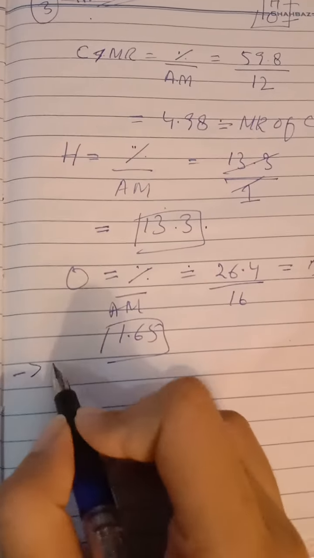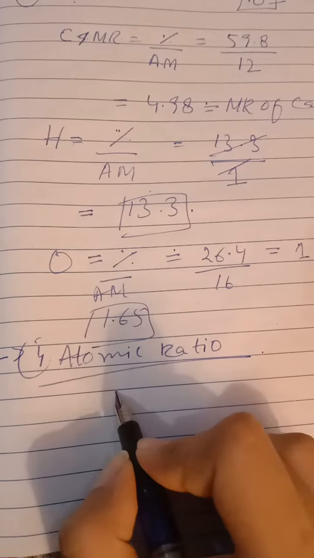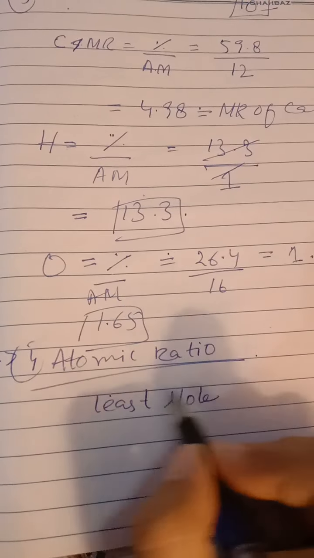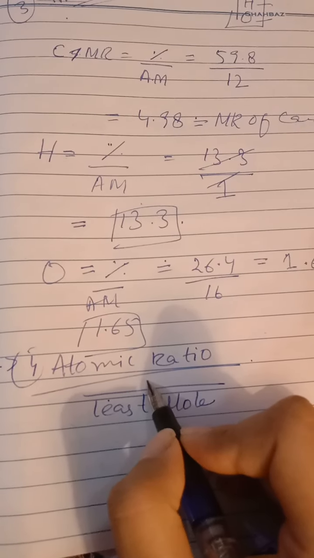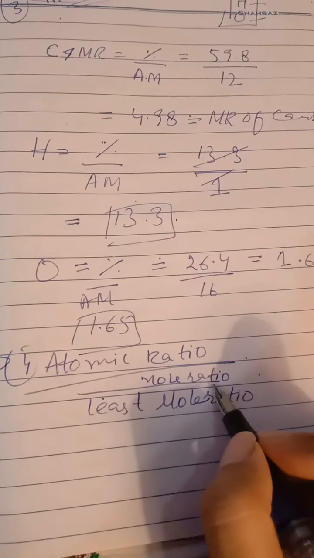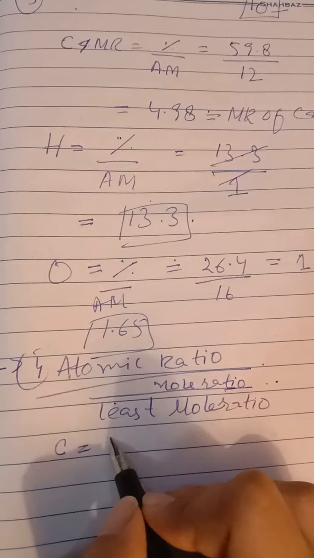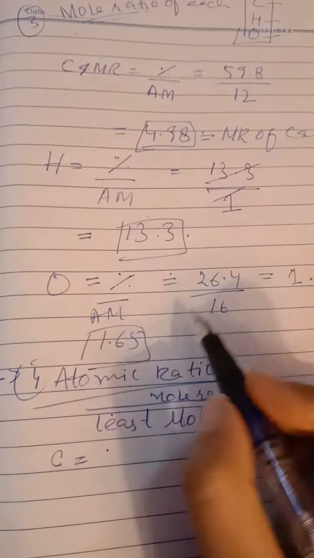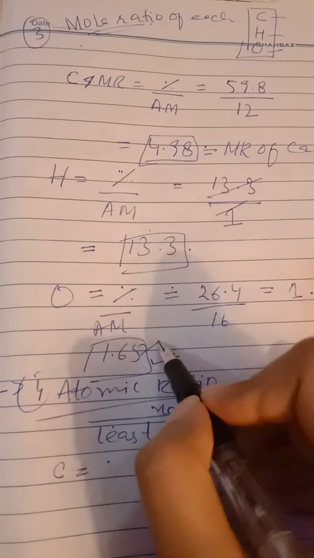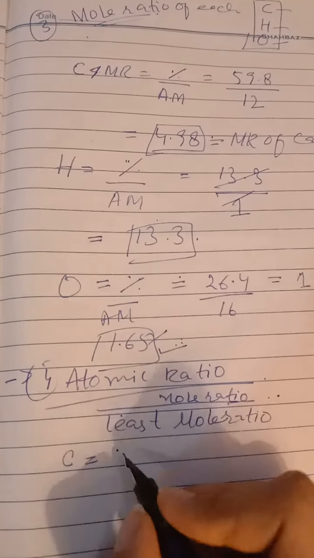Let's move towards the fourth and last part, that is finding the atomic ratio of each element. For finding the atomic ratio, the formula is that the least mole ratio that we got will be divided by the actual mole ratio of that element. So if we find the atomic ratio of carbon, the mole ratio of carbon we got was 4.98. The least mole ratio that we got here was of oxygen. So the oxygen mole ratio will be divided by all the mole ratios, so that we get the actual atomic ratio.